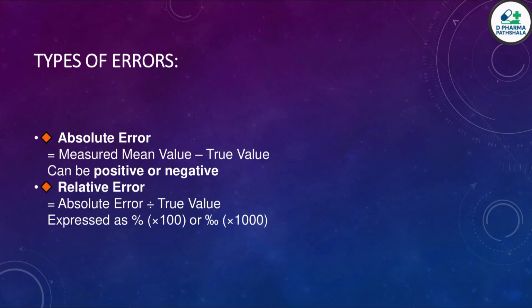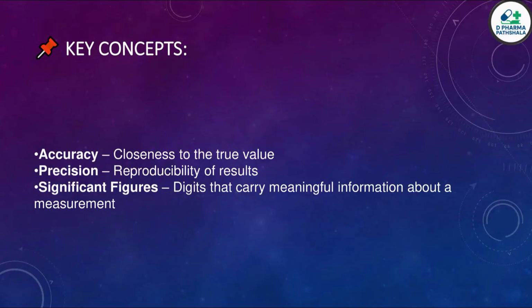The relative error shows how significant the absolute error is compared to the true value. It's usually shown as a percentage or parts per thousand. We also consider significant figures. While reporting measurements, they reflect how accurate and reliable a number is. Understanding these basics helps us make better, more consistent pharmaceutical measurements and decisions.